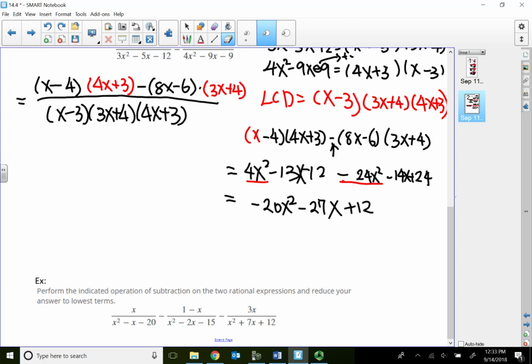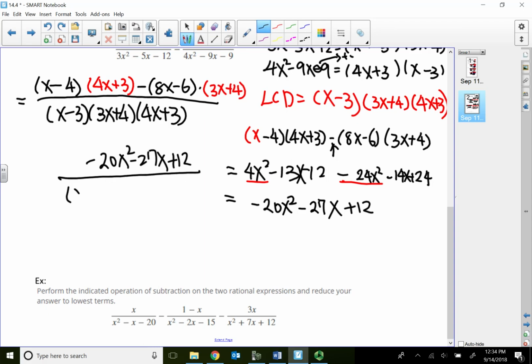So my numerator will now be negative 20x squared minus 27x plus 12, over my LCD: x minus 3, 3x plus 4, and 4x plus 3. Let me make sure I did not make any mistake here.